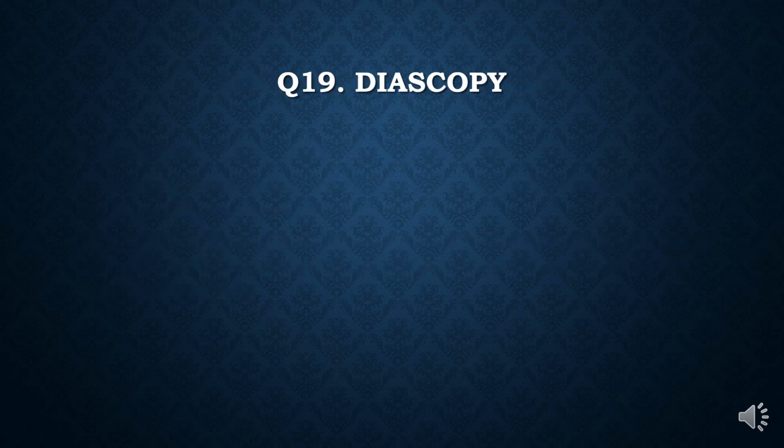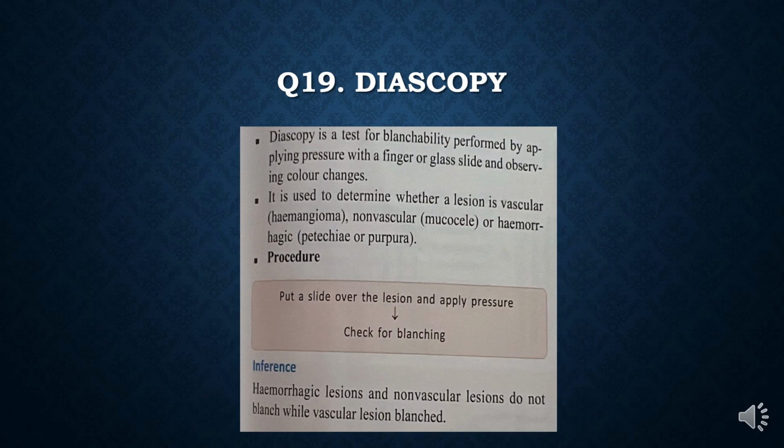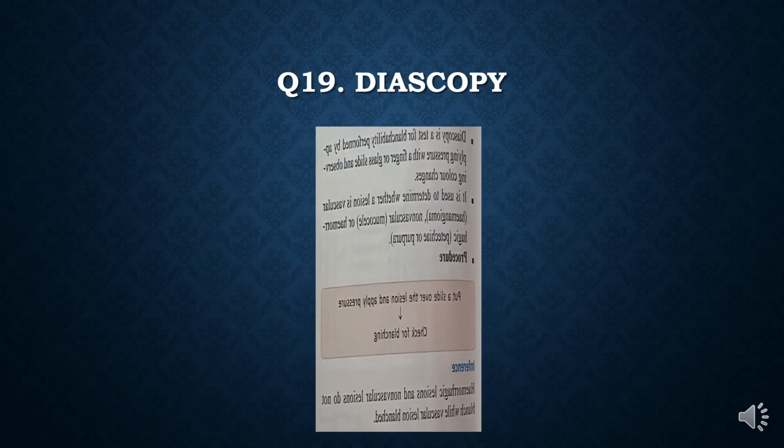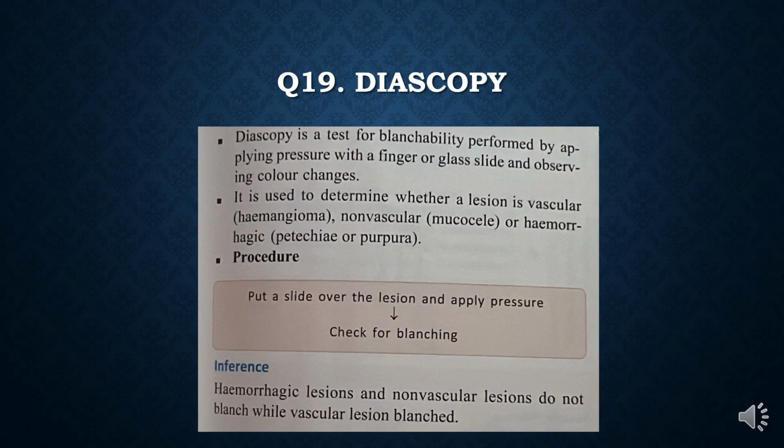Number 19 is diascopy. It is a test for blanchability performed by applying pressure with a finger or glass slide and observing color changes. It is used to determine whether a lesion is vascular, that is hemangioma, or non-vascular, example mucocele, or hemorrhagic like petechiae or purpura. You put a slide over the lesion and apply pressure and then check for blanching. Hemorrhagic lesions and non-vascular lesions do not blanch while vascular lesion gets blanched.